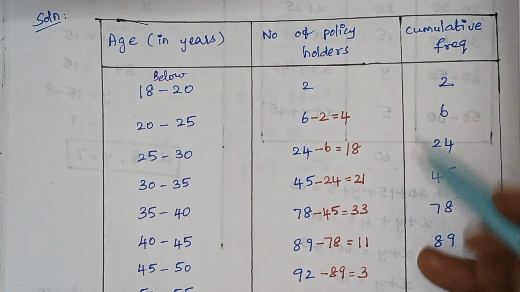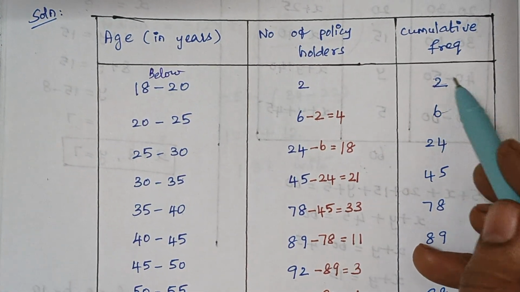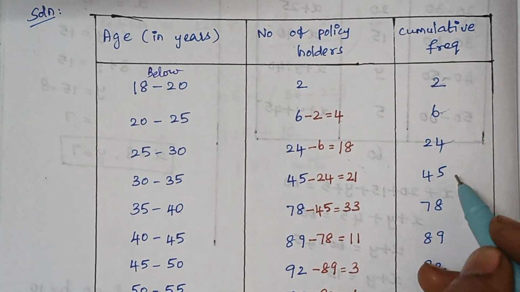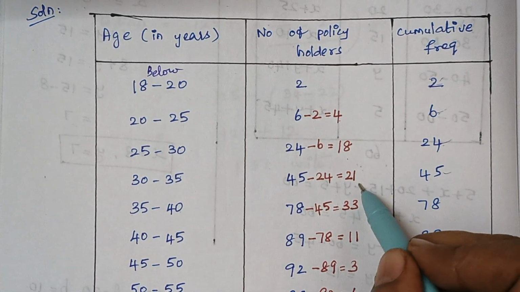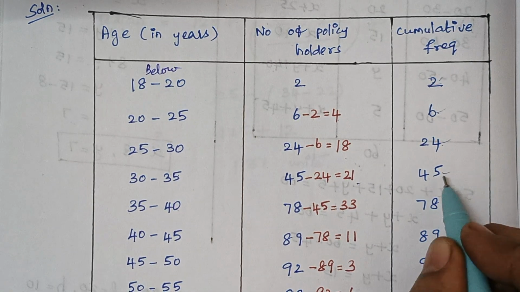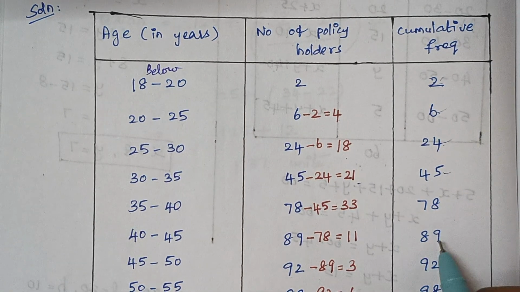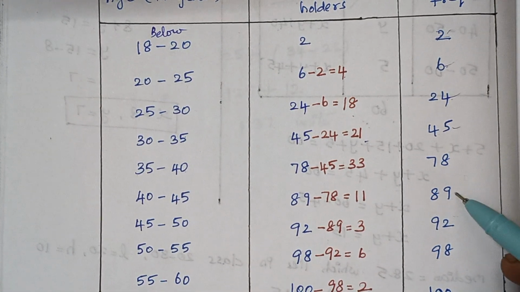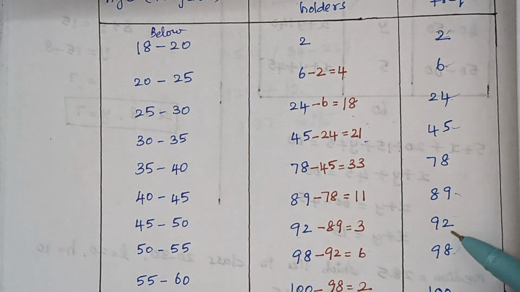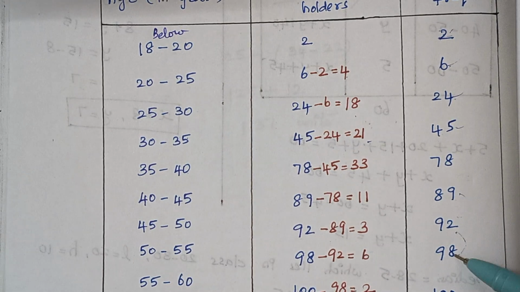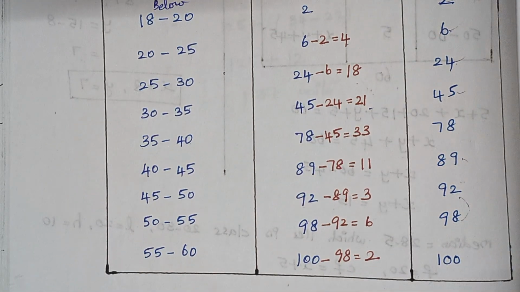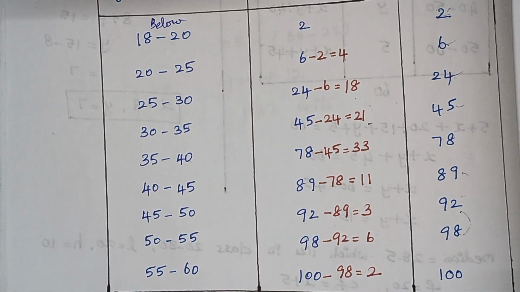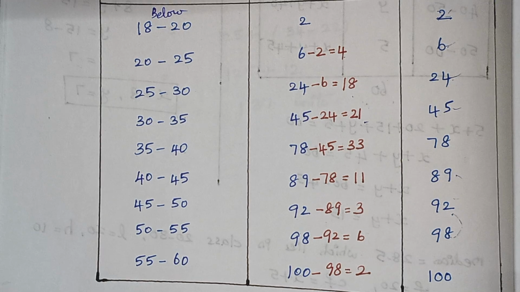To find the frequencies, you have to subtract. So 6 minus 2 gives 4 and 24 minus 6 gives 18. Similarly, 45 minus 24 makes 21, 78 minus 45 gives 33, 89 minus 78 gives 11, 92 minus 89 makes 3, 98 minus 92 makes 6, and 100 minus 98 gives you 2. Right, this is the way to calculate the frequencies. It is a must to calculate the frequency.